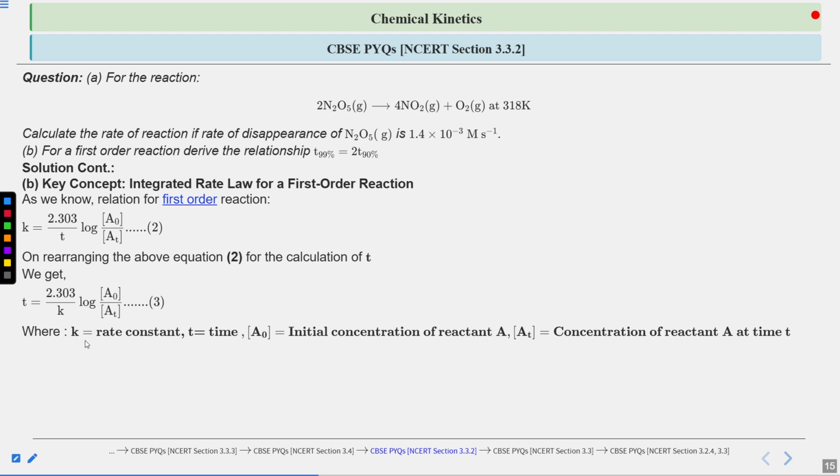Now here, K is representing the rate constant, t is representing the time, A naught is representing the initial concentration of reactant A, and A_t is representing the concentration of reactant A at time t. Okay, that's why we have the subscript t.